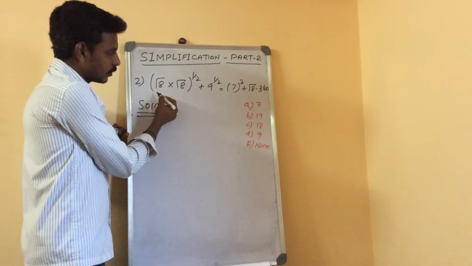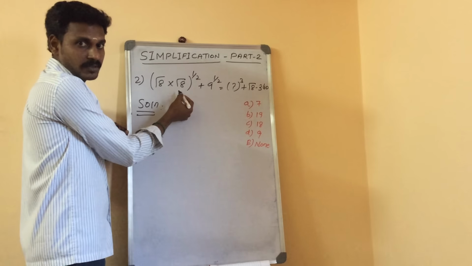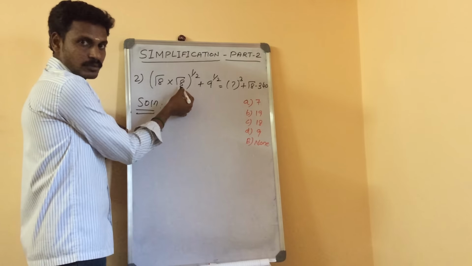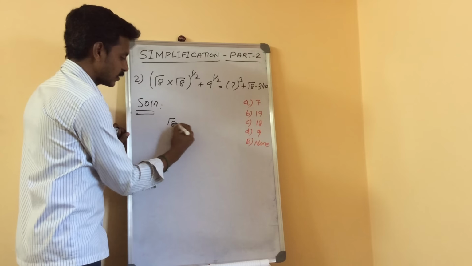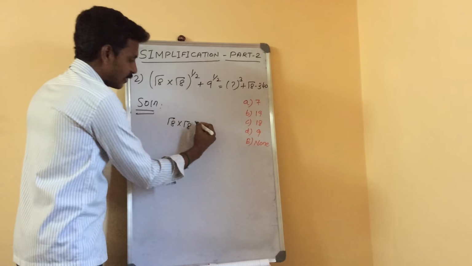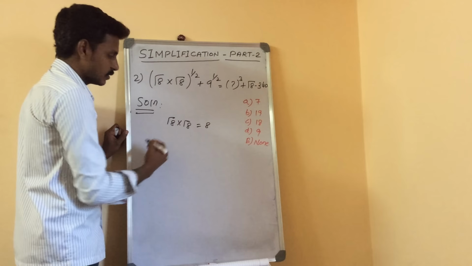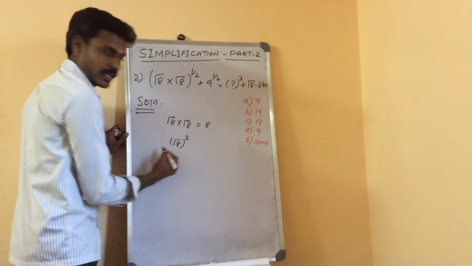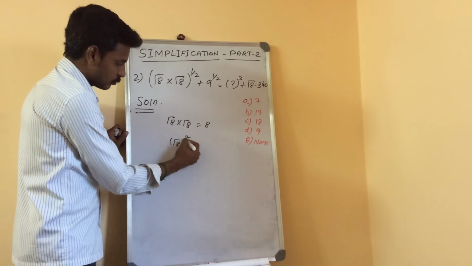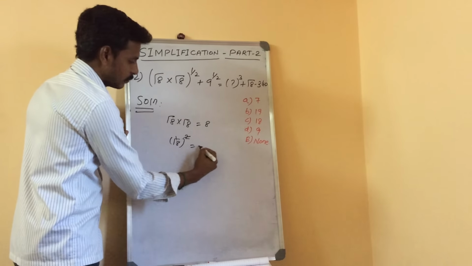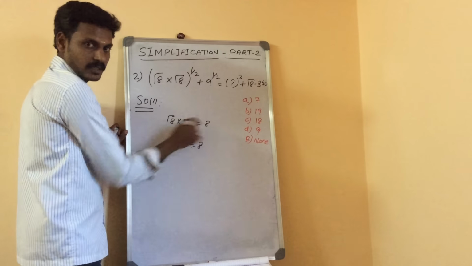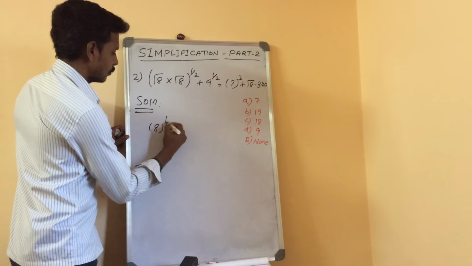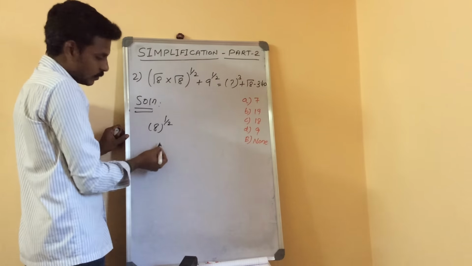As per the BODMAS rule, we need to find the value inside the bracket. So we need to find the value of √8 × √8. Do you know the value? The value will be 8, because √8 × √8 is √8 whole power 2, so the square root cancels. The answer will be 8. So √8 × √8 equals 8. So 8 power 1/2.